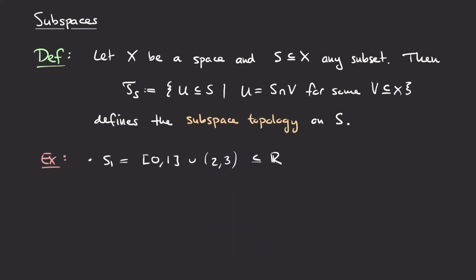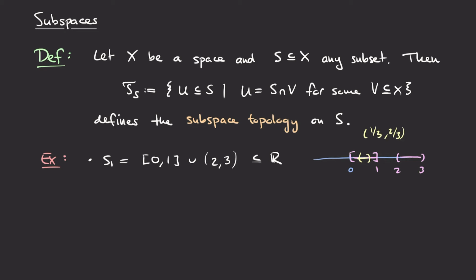Let's now look at some examples. The first example we'll look at is S1, which is the union of the closed interval 0, 1 and the open interval 2, 3, seen as a subset of the real line R. The picture for this is as follows. We have the real line here, then we have 0 somewhere, and now our subset is the closed interval from 0 to 1 and the open interval from 2 to 3. We can now ask whether a given subset of S1 is open in the subspace topology. For example, we could choose a small open interval here, which is maybe the open interval from 1/3 to 2/3.